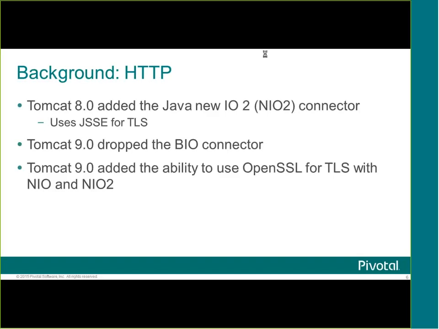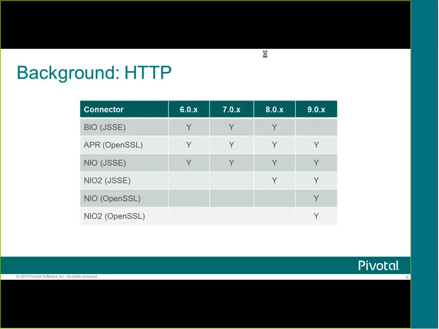So we actually removed one of the available connectors in Tomcat 9, but we added the ability to use OpenSSL for TLS with the remaining Java connectors, which was the NIO and NIO2. Look at that in summary then.